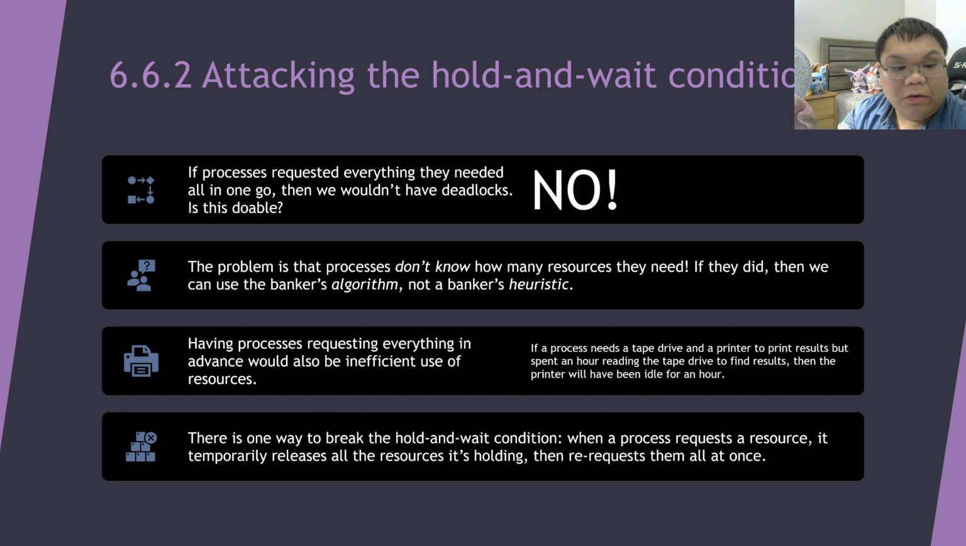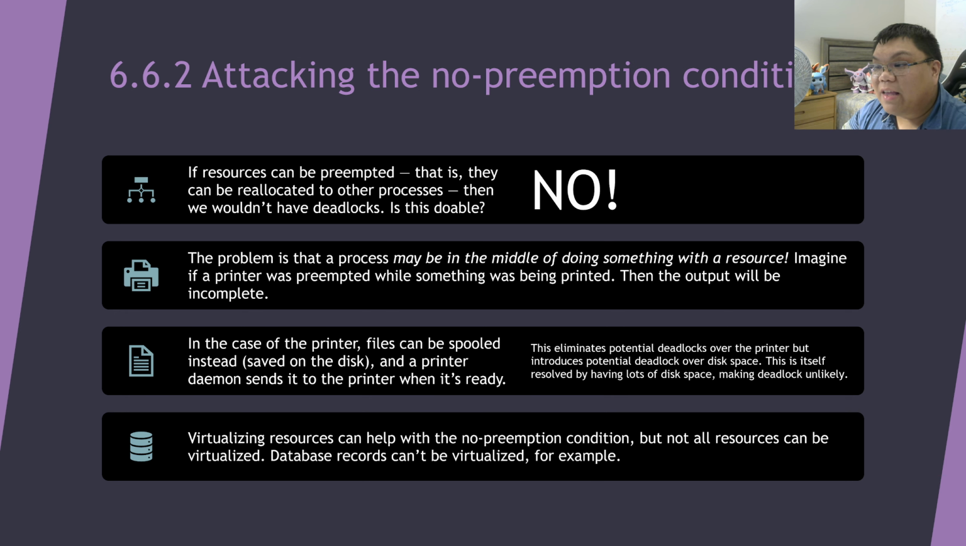There's another way to break the hold and wait condition. When a process requests a resource, it temporarily releases all the resources it's holding, and then it tries to re-request them all at once. So that is another way of attacking the hold and wait condition, but for our purposes, we cannot do anything about the hold and wait condition. Can we do anything about the no preemption condition? If resources can be preempted, then we wouldn't have deadlock in the first place.